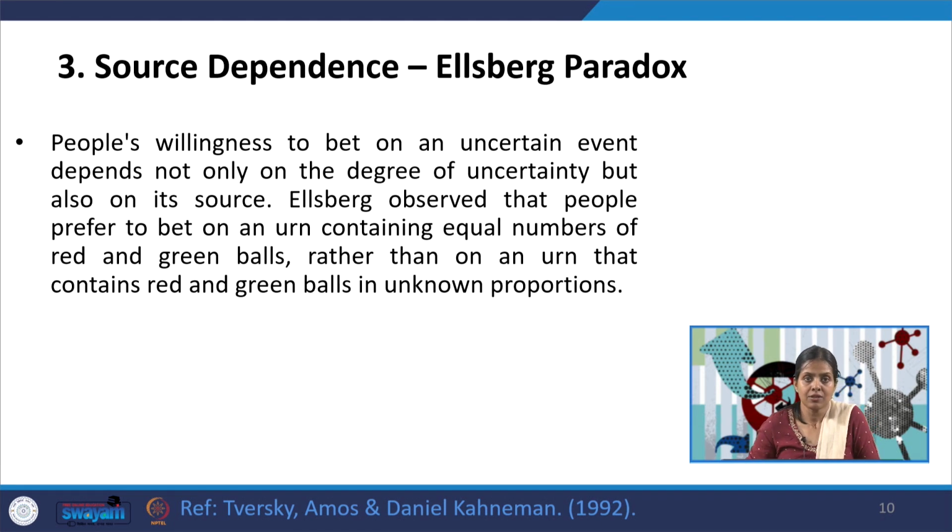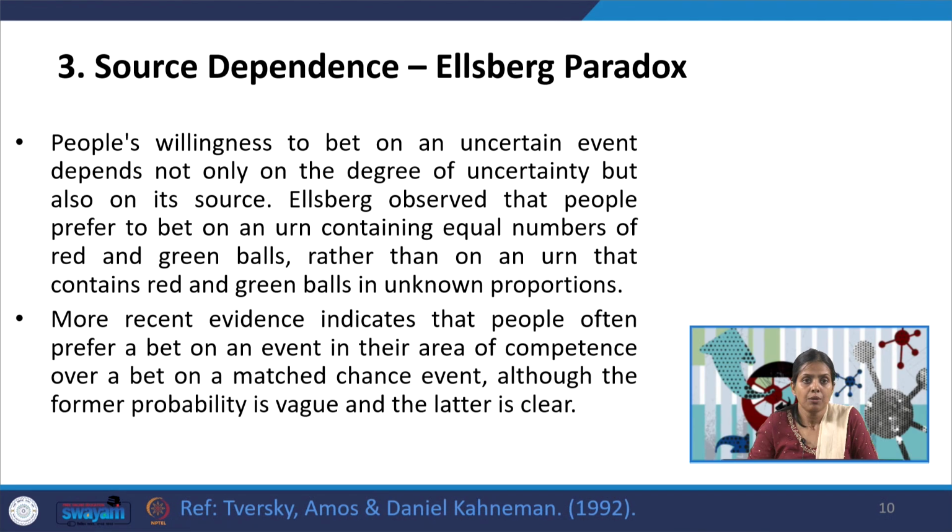Then the third aspect is of source dependence. People's willingness to bet on an uncertain event depends not only on the degree of uncertainty, but also on its source. Ellsberg observed that people prefer to bet on an urn containing equal numbers of red and green balls rather than on an urn that contains red and green balls in unknown proportions. So, we are going to talk about something called the Ellsberg paradox, which is basically an experiment that was conducted by Ellsberg. More recent evidence indicates that people often prefer a bet on an event in their area of competence over a bet on a matched chance event, although the former probability is vague and the latter is clear.